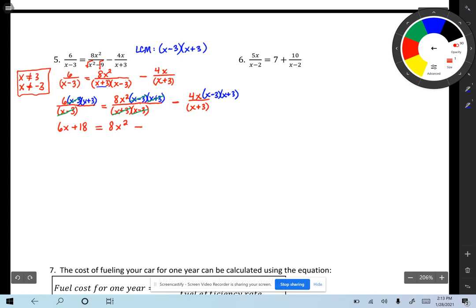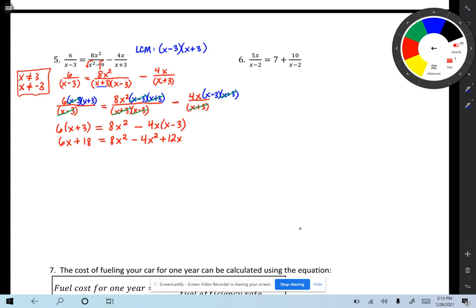And our last fraction, what cancels? So this stuff cancels right here, and you're left with 4x times, and you know what, if it helps, just write this out and then worry about it in a different step. You could have done that with that 6 times x plus 3. All right, so now we have 6x plus 18 equals 8x squared minus 4x squared plus 12x.